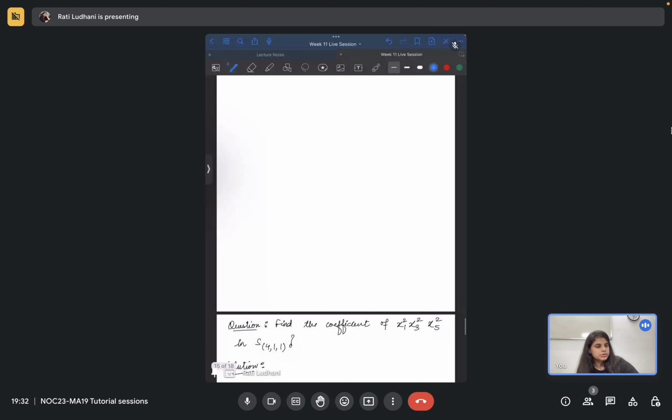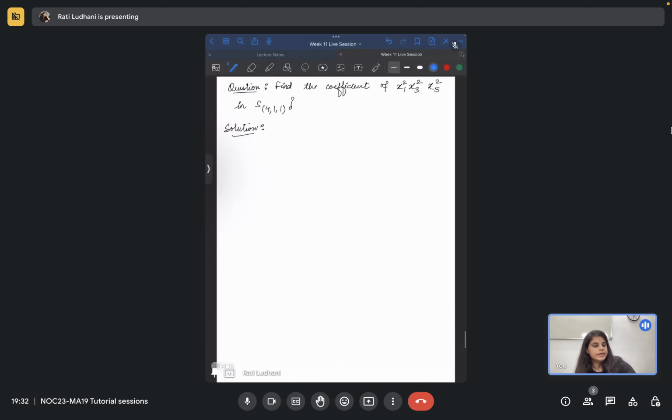Okay, let's see the next question then. Find the coefficient of x1 square, x3 square, x5 square in S411. So basically you need to find out, not S411, you need to find out the coefficient of this. Okay, so there are ways to think of this.